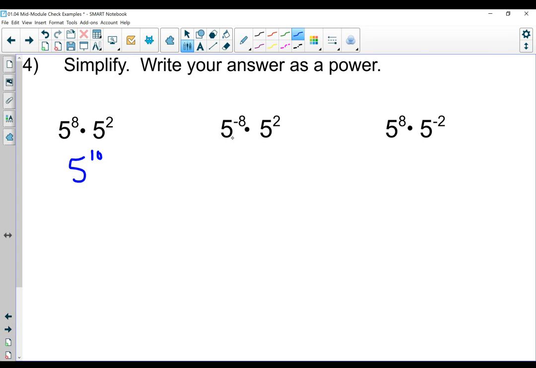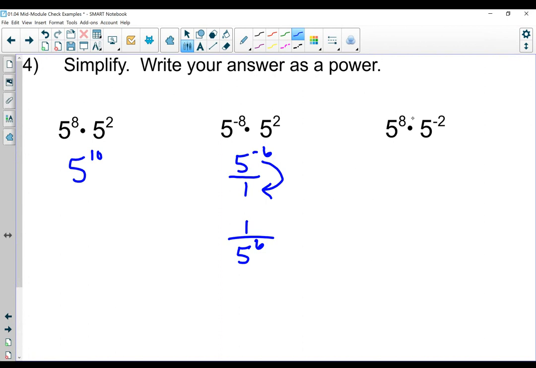Same thing on the second one. 5 to the negative 8th times 5 squared. Negative 8 plus 2 is 5 to the negative 6th power. And I should rewrite that negative exponent as a positive, so I need to take the reciprocal. So remember, right now it's over 1. If I have a negative exponent, I need to flip that. So now I have 1 over 5 to the 6th. So we can change the sign on our exponent by doing reciprocals.